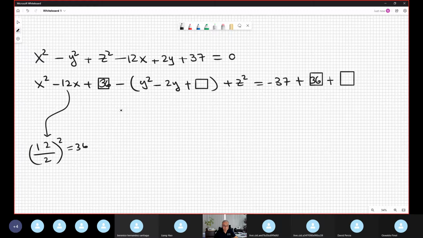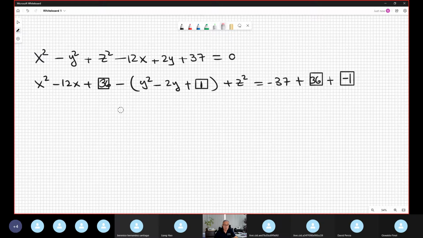is 1, because it's 2. Remember, I don't care about the sign. Divided by 2 and squared. And 1. So actually, you put 1 inside the parenthesis positive, but we have negative here outside, and negative 1. Good. I like that.